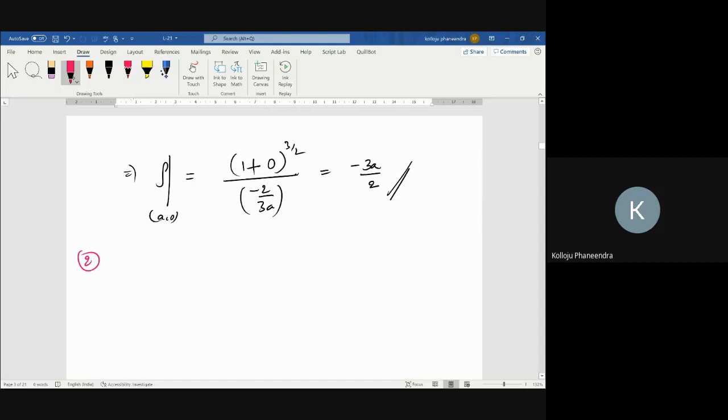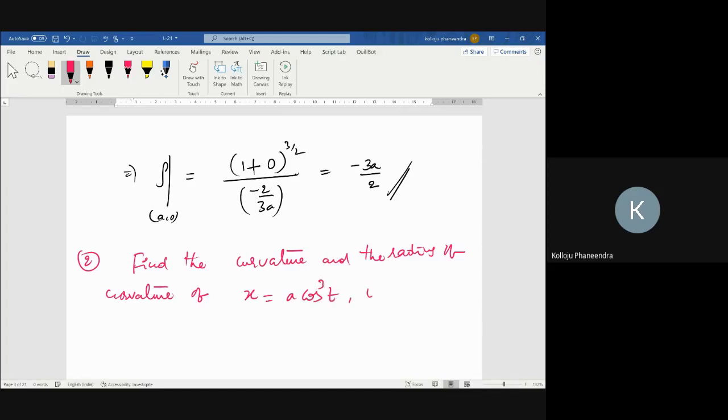Find the curvature and the radius of curvature of the following curve. Let us see this problem. Let me take a simple one: x equal to a cos cube t, y equal to a sine cube t, at t equal to pi by 4.